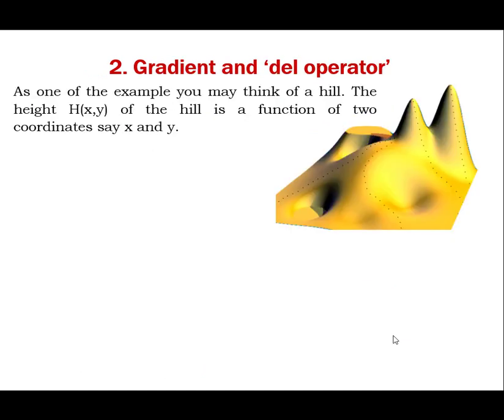As another example, you may think of a hill. The height h of the hill is a function of two coordinates x and y. Then what is the meaning of the gradient of h? Let us check. The gradient of height h is given by this function. With the help of the gradient of h, you can find the change in its height as you move on the hill in any direction dl. So this is equivalent to the slope of the hill at any point in question.